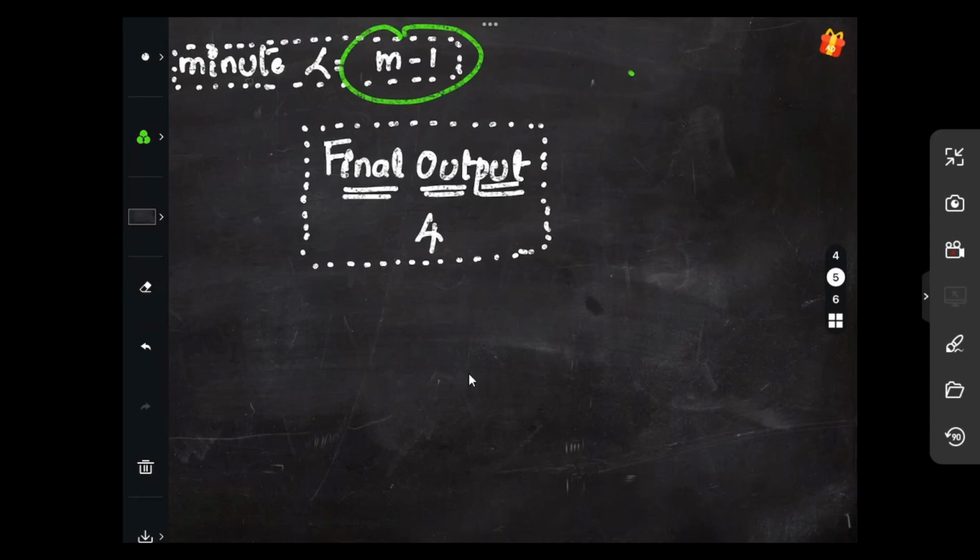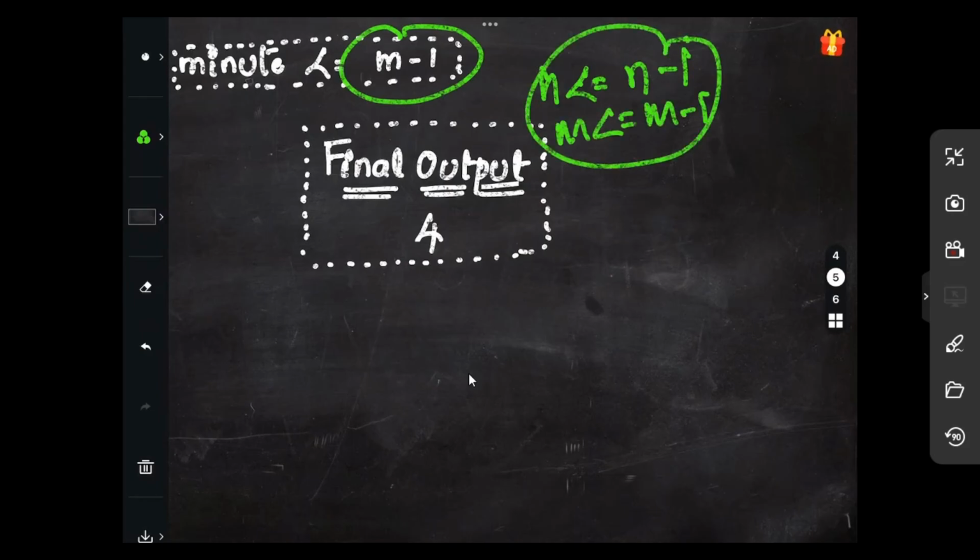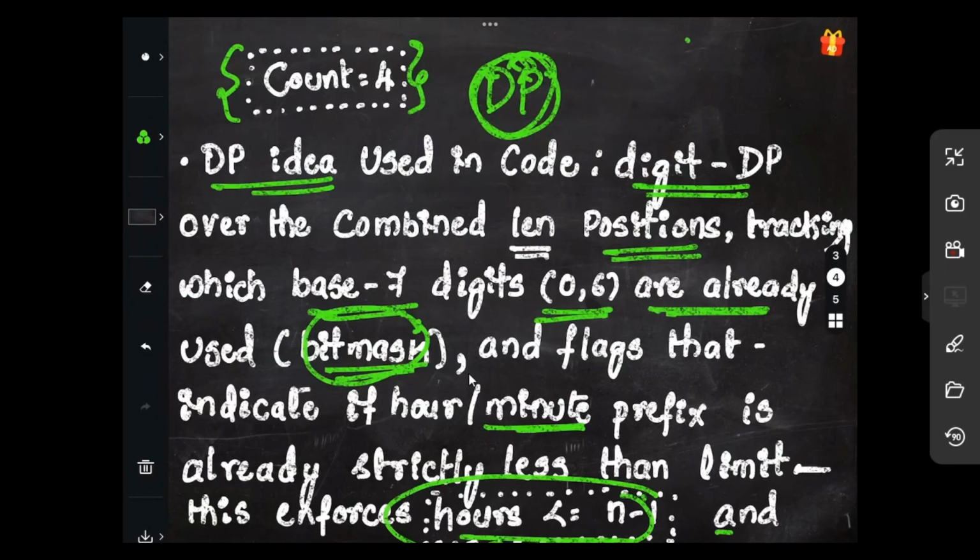We have already discussed this one, right? Hours has to be less than or equal to n minus 1, and minutes has to be less than or equal to m minus 1. And the combined length positions tracking, which base 7 digits 0 to 6 are already used, we'll be making use of the bit mask. This part you will get to know when we write the code. Let's discuss the idea we will be using along with the DP while writing the code itself, rather than going with a completely theoretical part.